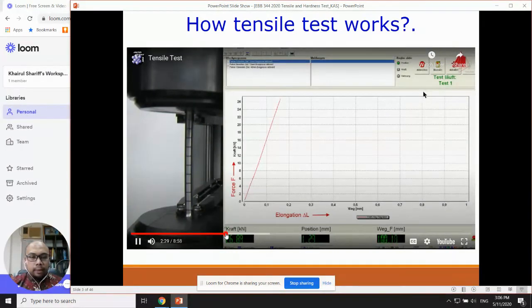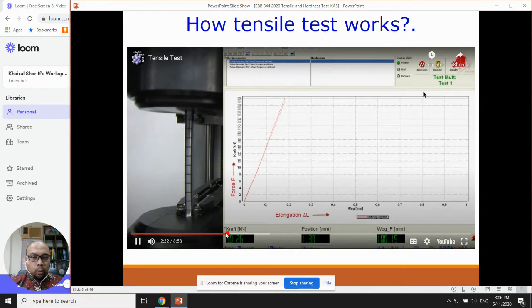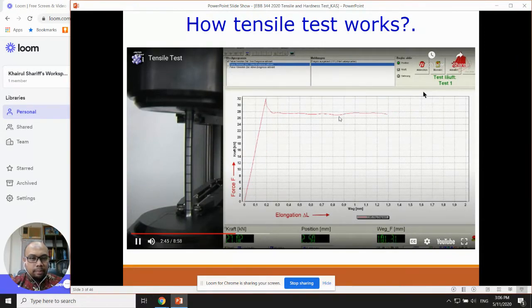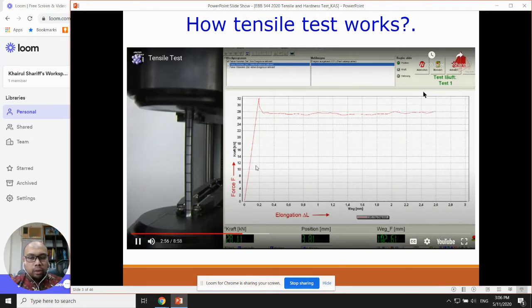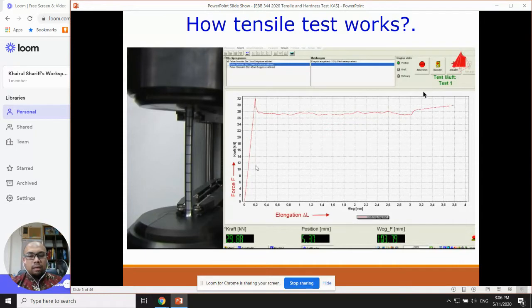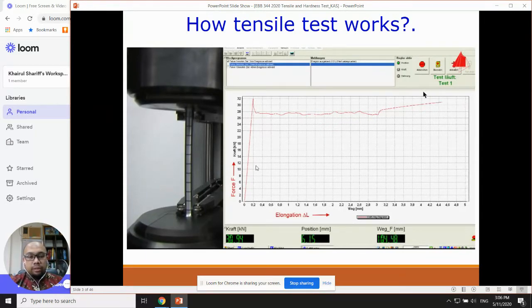Okay, so now you can see, when the machine starts to pull the sample, they will capture the reading for that measurement. You can see the graph increase and then suddenly drop and then stabilize back, and then the sample falls down. The graph falls down. Each stage of this graph is very important information. From this graph you can understand whether that metal is elastic, plastic, or easy to fracture or not.